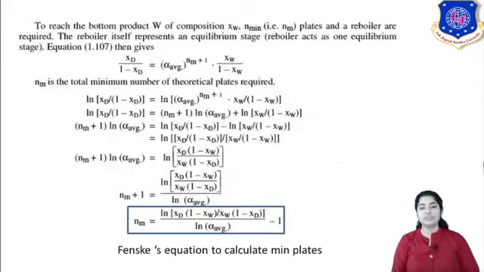Now, to reach the bottom product W of composition xW, n minimum number of plates and the reboiler are required. In the bottom, the reboiler also acts as a plate.